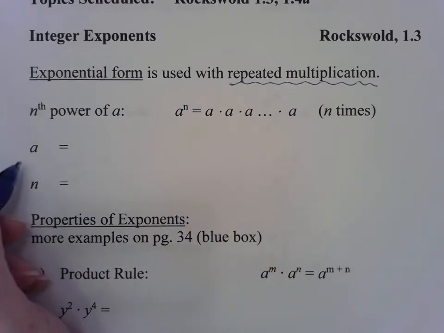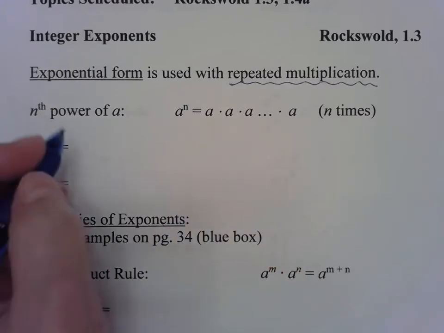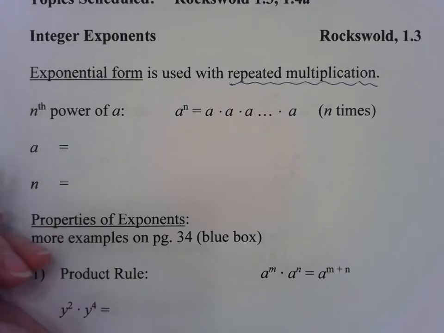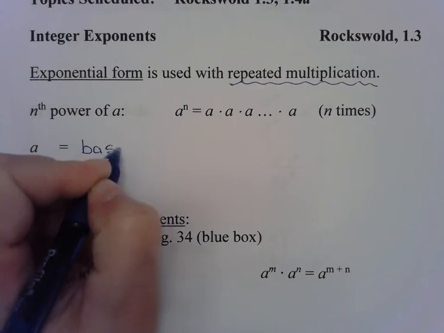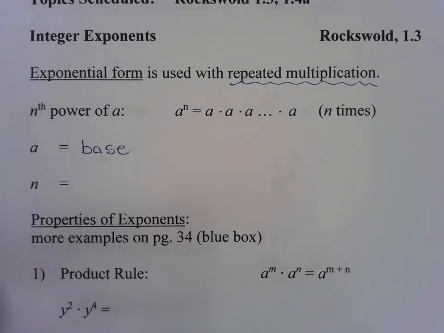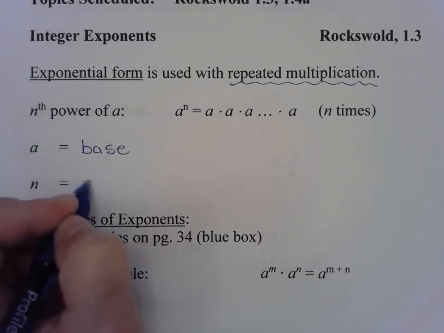So each of these parts has a name. I don't usually test you on the names, but it is good to be able to talk about things and have a name for some things. So the a is usually called the base, and the n is called the exponent.